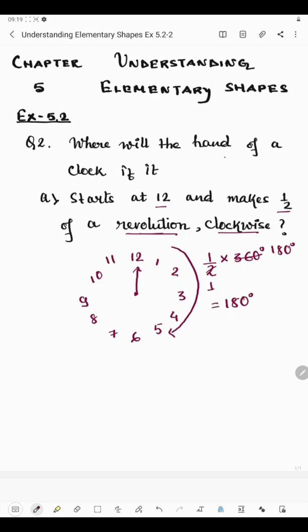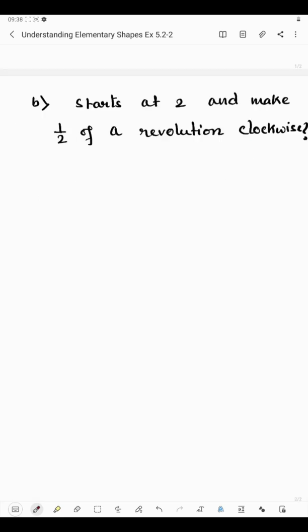So we have got 180 degrees, and 180 degrees, we know, makes a straight angle, right? So that means it is a straight line. So since it makes a straight angle, the hands of a clock, if they start at 12, will stop at 6. So we'll write it will stop at 6.